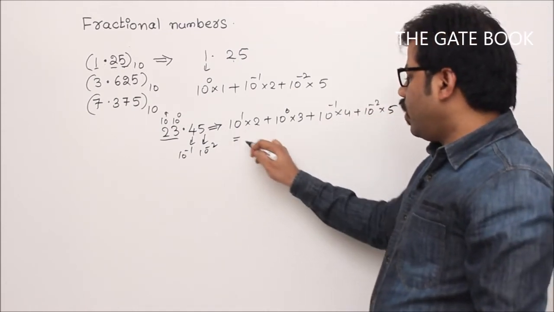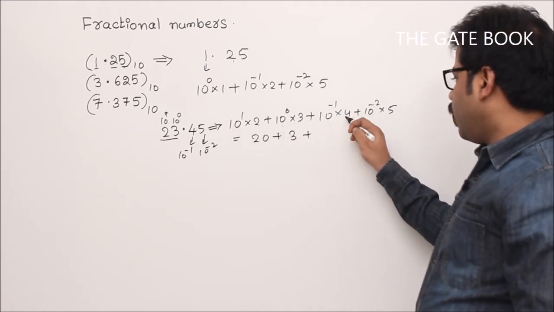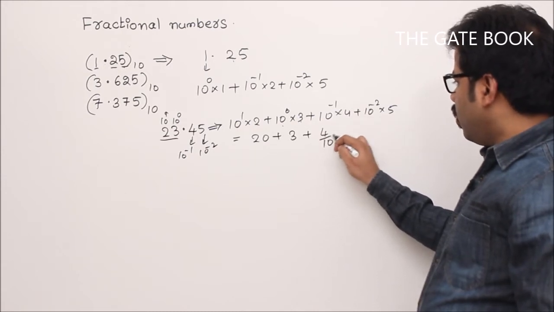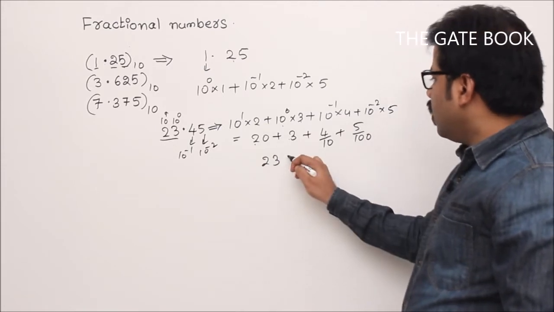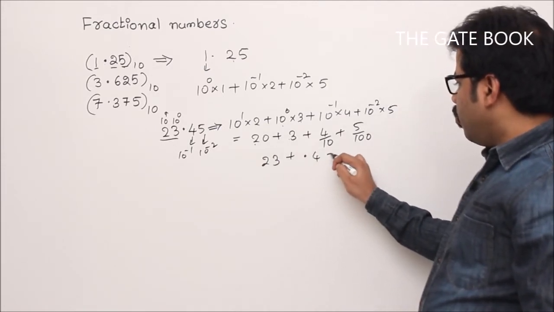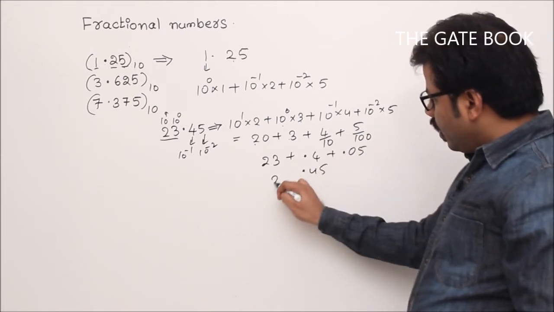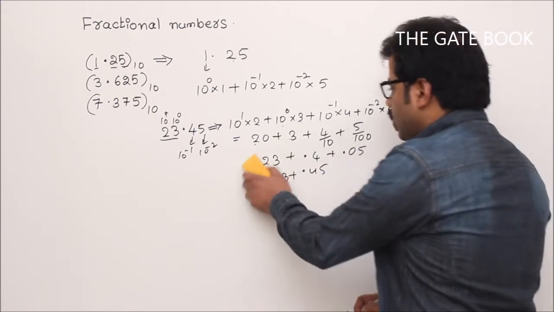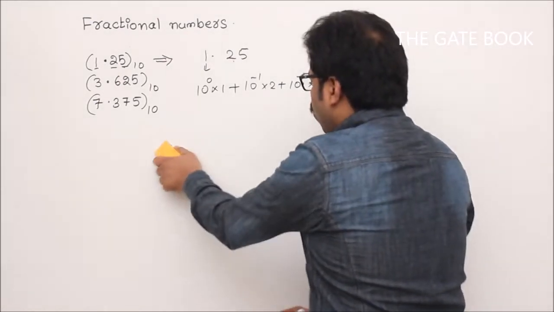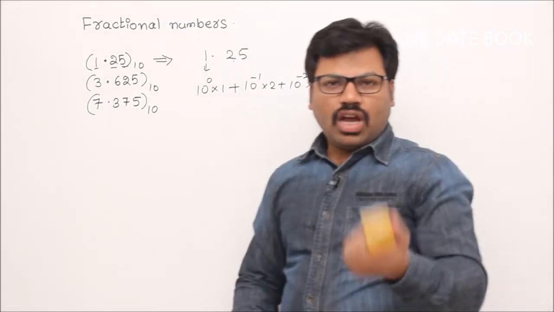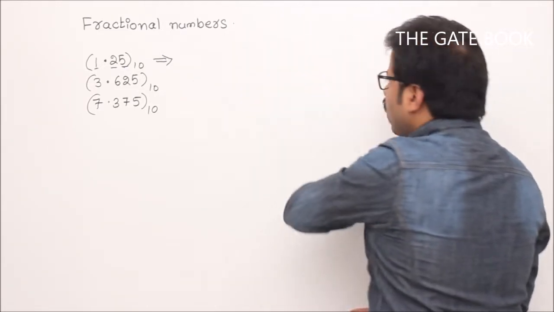Then it would be 2 tens are 20 plus 3 into 1 is 3, plus 10 power minus 1 means 1 by 10, 4 by 10, plus this is 5 by 100. If you simplify it, you get 20 plus 3, 23, plus 4 by 10, actually we write 0.4, right? Plus 5 by 100 will be 0.05. 0.4 plus 0.05 is 0.45. 23 plus 0.45, 23.45. Isn't it in that way? So 23.45 can be perceived. This rule will be applicable for binary also. When you have a binary number, while conversion you can use this formula. Remember it.